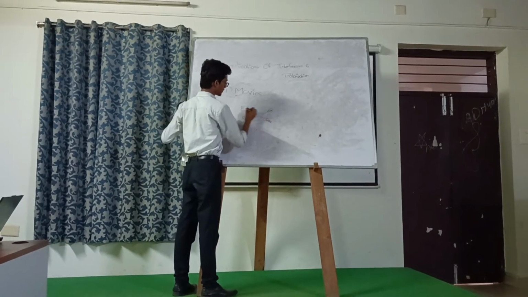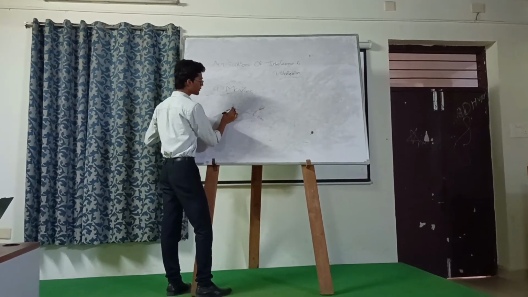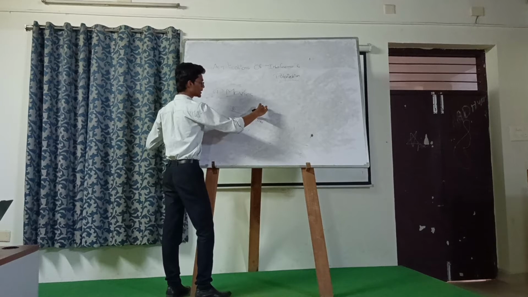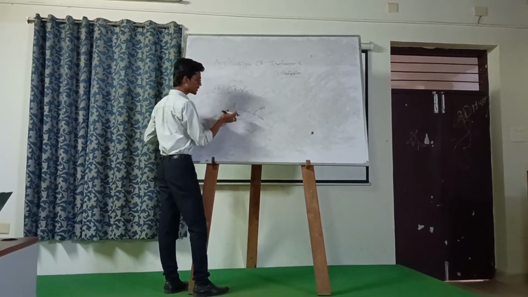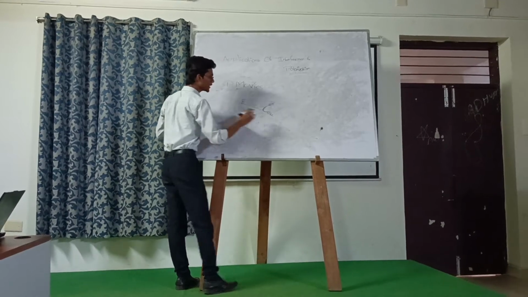Eye 1 has only this angle of the face. Eye 1 can see only this part, and eye 2 can see only this other part. Okay.